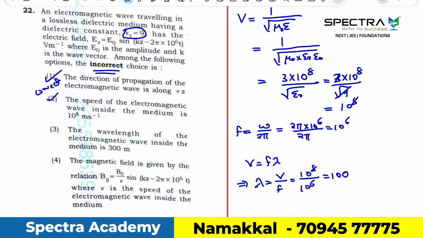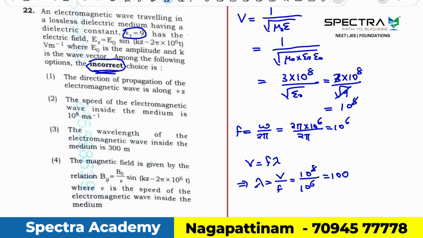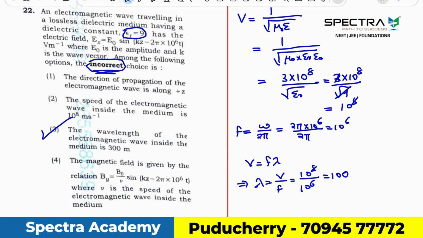So what you get? 100. But what they have given is 300 meters. So we are asked to choose the incorrect choice only, right? Which is the incorrect choice? I can tell you here, the incorrect choice is option 3. All other choices are correct, right?